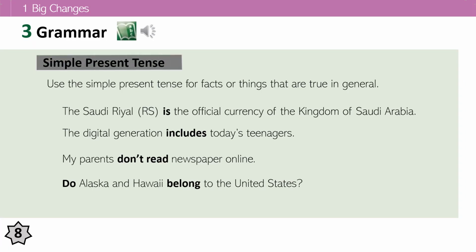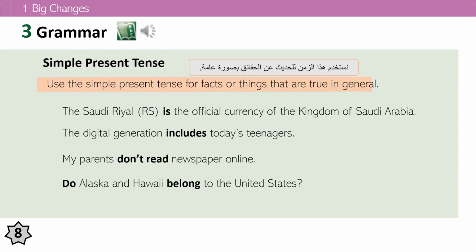Simple present tense. We use this tense to talk about facts or things that are true in general. For example, the Saudi Riyal is the official currency in the Kingdom of Saudi Arabia. The digital generation includes today's teenagers. My parents do not read newspaper online. Do Alaska and Hawaii belong to the United States?